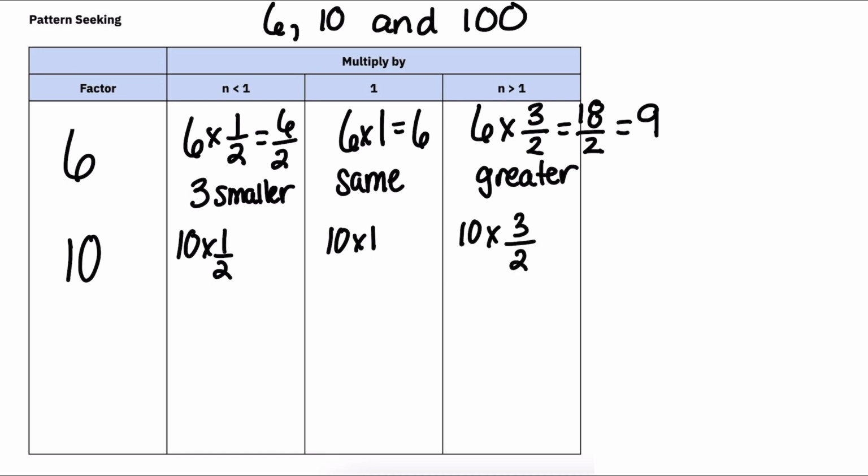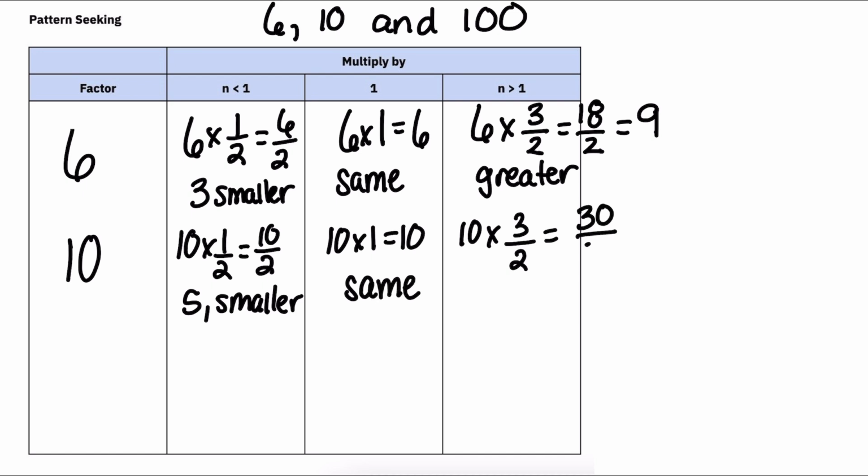All right, so let's do by a smaller number. 10 times 1/2 is equal to 10 over 2, or 5. So it got smaller again. 10 times 1 is just 10, so we knew that was the same. And 10 times 3 over 2, that was 30 over 2, which is equal to 15. So it got greater. So my pattern is continuing so far. So far, when I multiply a whole number by a fraction, it scaled down. It got smaller. When I multiply by 1, it stays the same. And when I multiply by a number more than 1, it got bigger. So let's try a bigger number. Let's try 100.